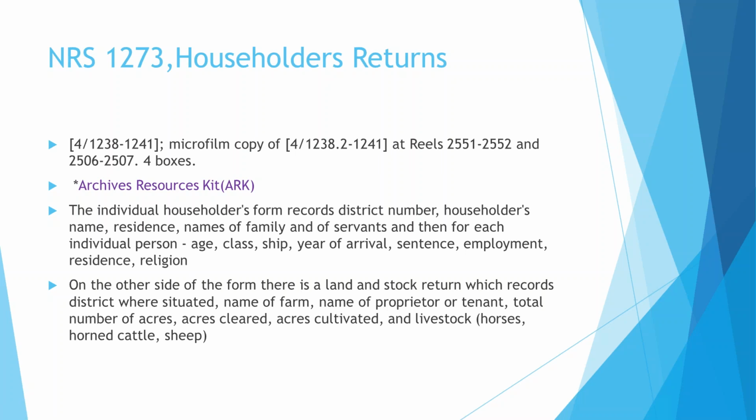And then on the other side of the form, there is a land and stock return, which records the district and the name of the farm if they gave that, name of the proprietor and tenant. So a wealth of information. These have been microfilmed and are in the Archives Resources Kit, so they're available in the 40 community access points across the state, and they're also on Ancestry.